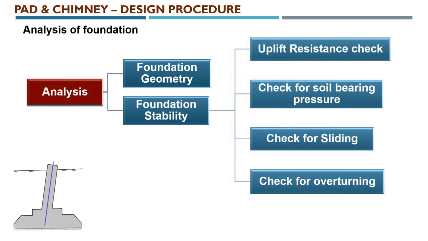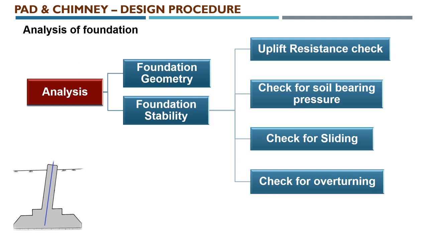Next is analysis. In this analysis, there are two components. One is foundation geometry. With that foundation geometry, we need to check the second component, called foundation stability. Foundation stability means we need to check at least these four parameters. These are the major analysis parameters under stability.